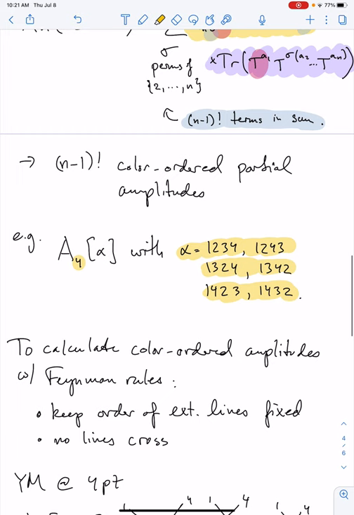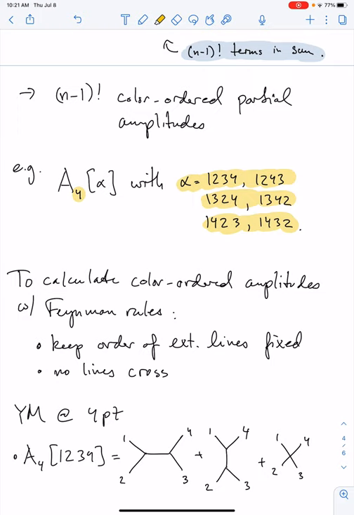How do you calculate color-ordered amplitudes if you were to use Feynman rules? Well, the Feynman rules will tell you to write down just the diagrams where you keep the external lines fixed according to the order that they appear in, 1, 2, 3, 4 in this case. So I always have 1, 2, 3, 4 in my ordering. And then no lines can cross. So you keep the order of the external lines fixed and no lines are allowed to cross.